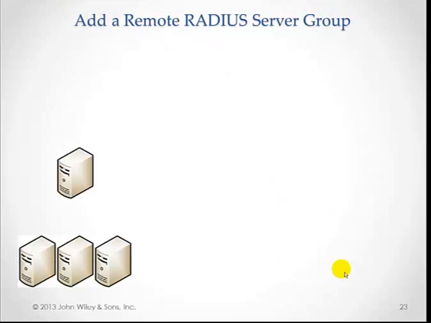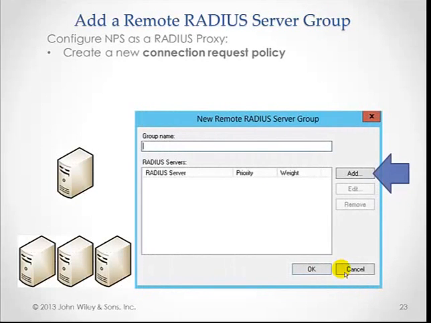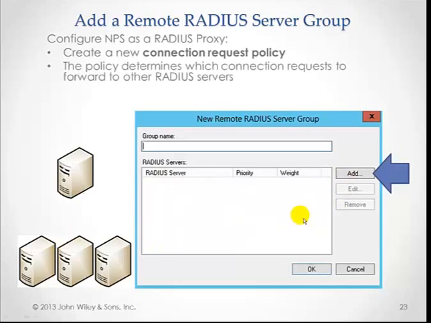Now, let's talk about adding a remote radius server group. And what is that? Now, you configure NPS as a radius proxy. You create a new connection request policy. So in the NPS server, we select new remote radius server group, and we can name the group, and then we can add radius servers into the list here by hitting the add button.